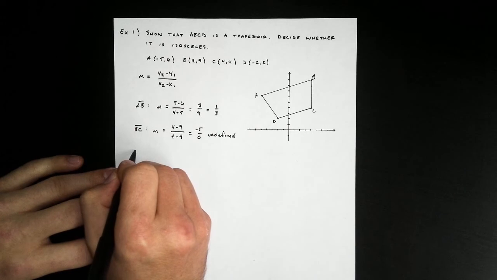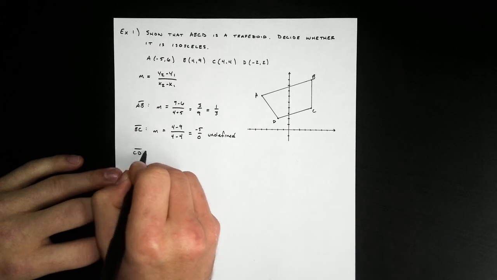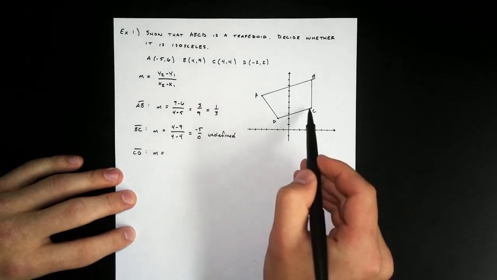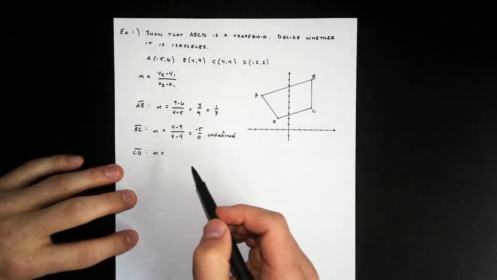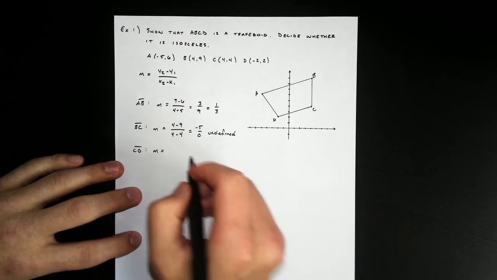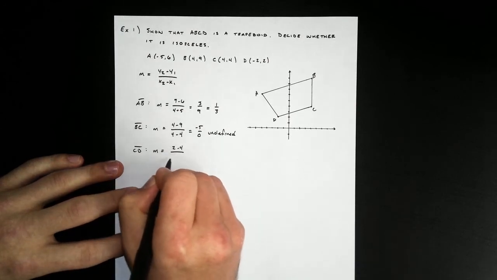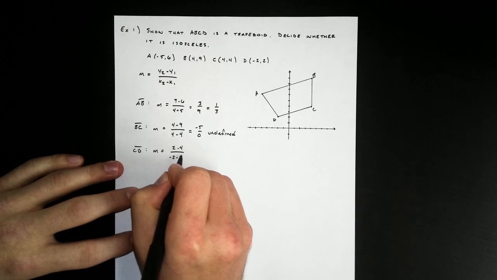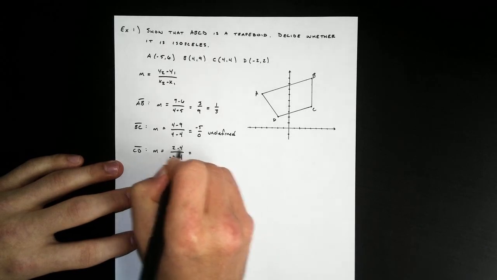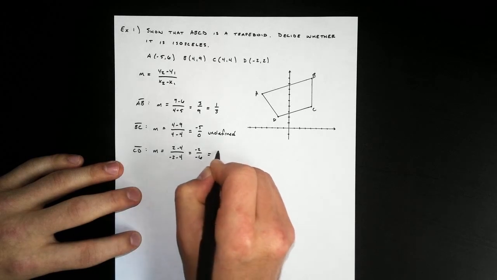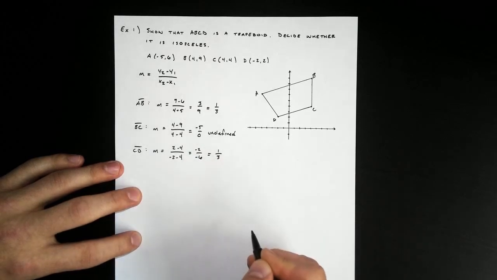All right, and then let's take a look at CD. Now, just looking at the picture, I'm hoping that CD has the same slope as AB, because those two sides do look parallel to me. So 2 minus 4, and then our x value is negative 2 minus 4. So that's negative 2 over negative 6, and that does work out to 1/3.